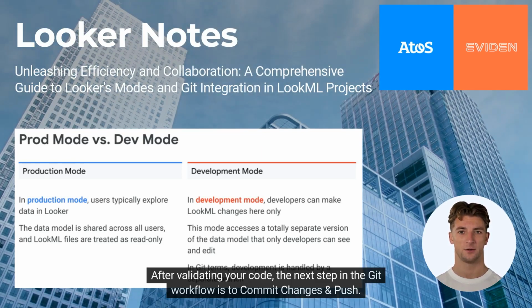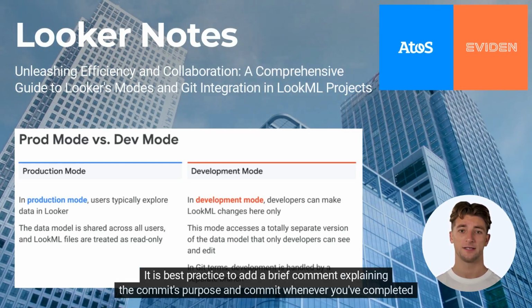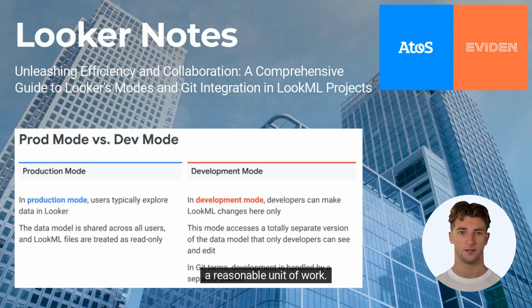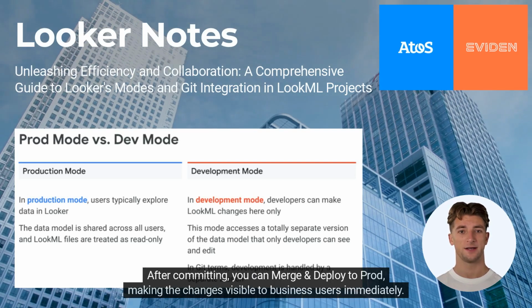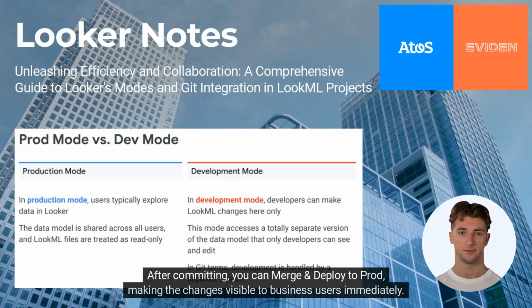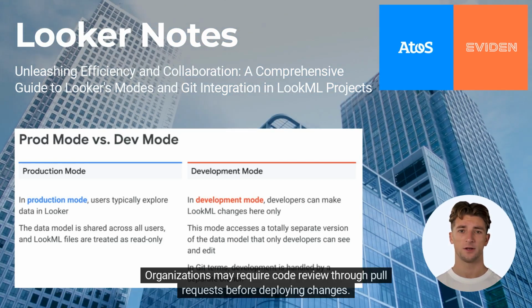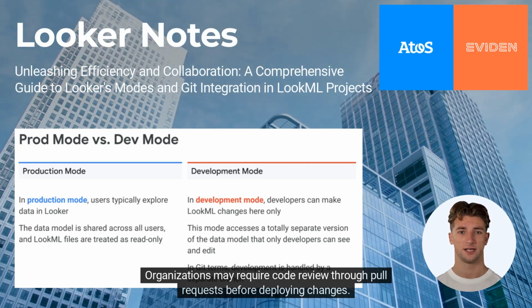After validating your code, the next step in the Git workflow is to commit changes and push. It is best practice to add a brief comment explaining the commit's purpose and commit whenever you've completed a reasonable unit of work. After committing, you can merge and deploy to prod, making the changes visible to business users immediately. If there is a merge conflict, you must choose which version to keep and commit again before proceeding to merge and deploy.